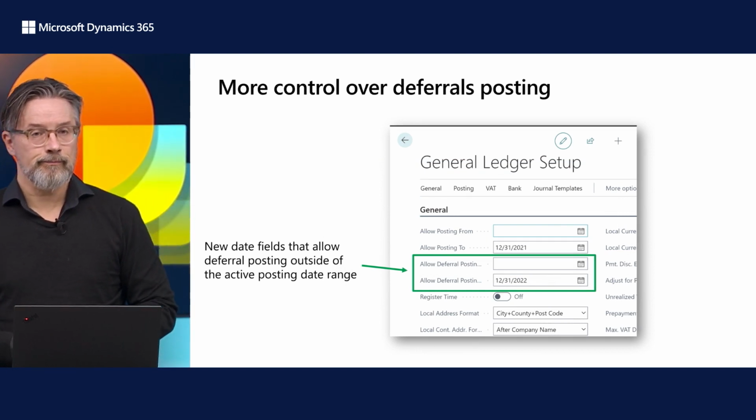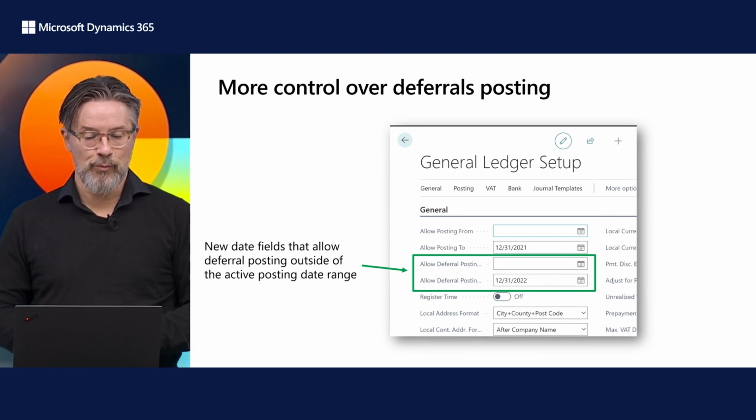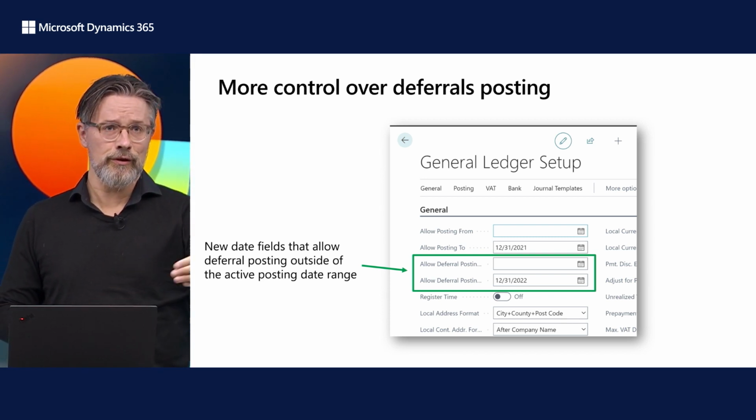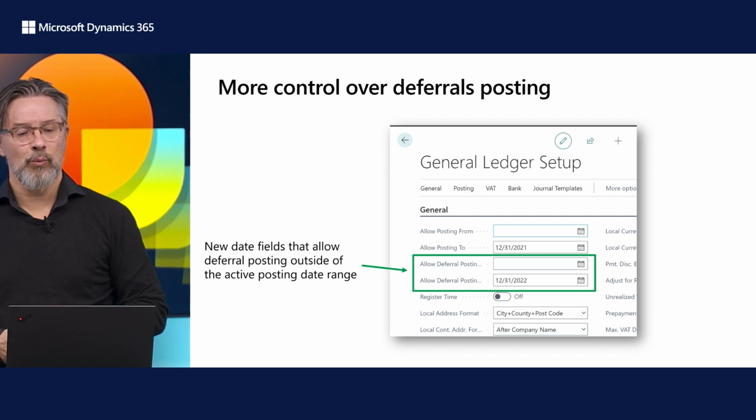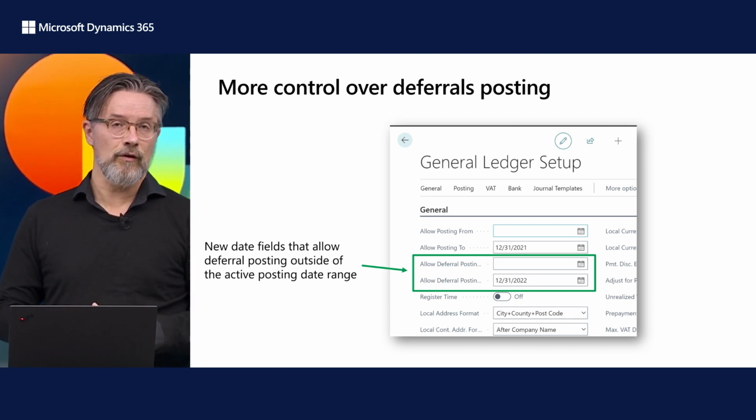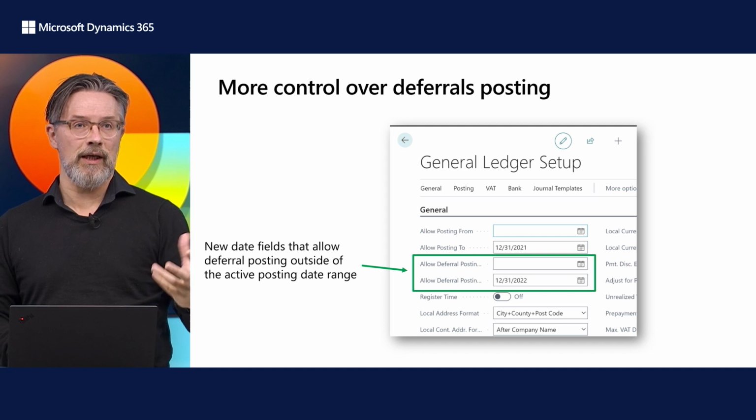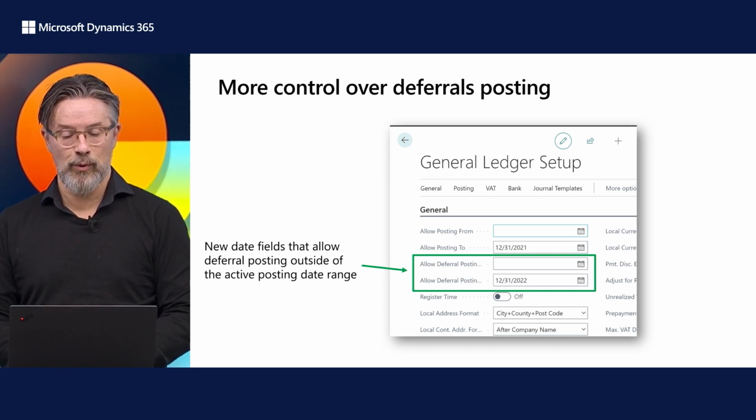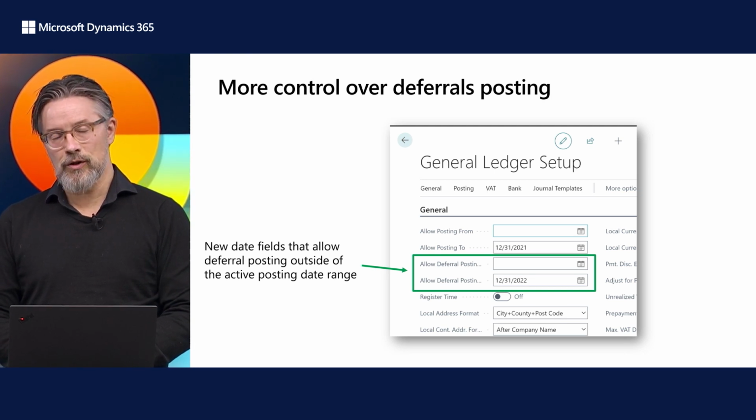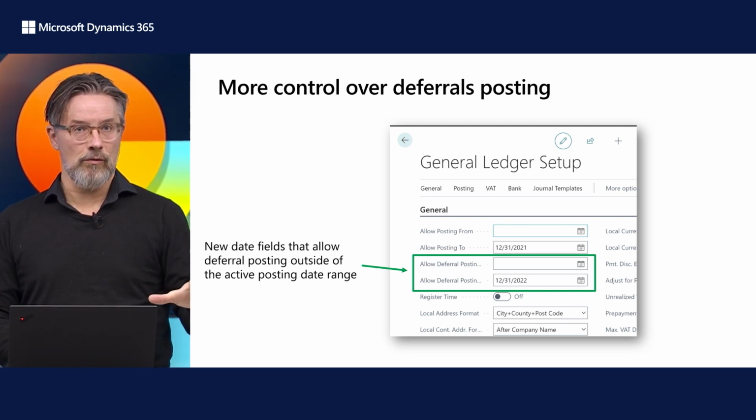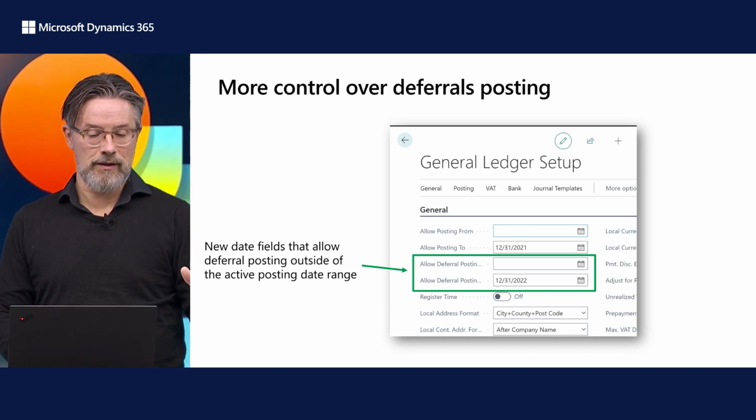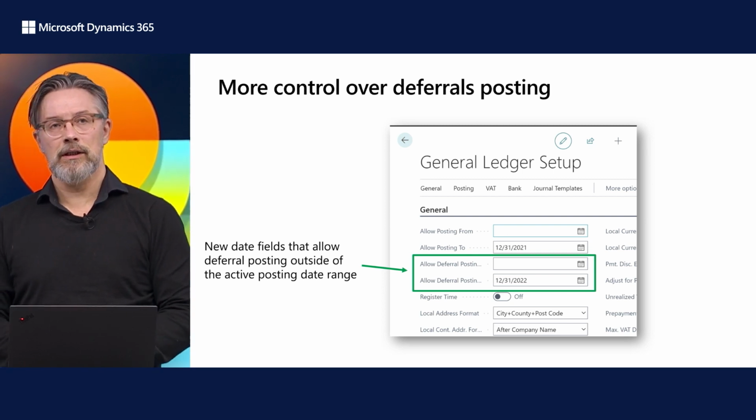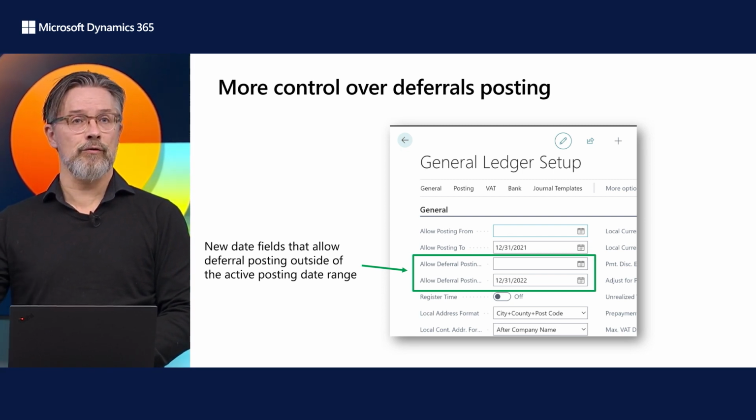For deferrals, it was possible to post into the future. Of course, you could defer income or expenses, but there was no control over deferrals posting. It would have to respect the allowed posting to and from in general ledger setup. But sometimes you want to control normal finance transactions through the allow posting to and from, but still allow deferrals to be posted into a future date.